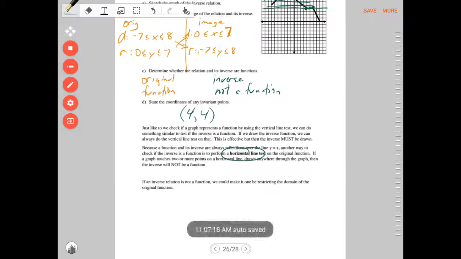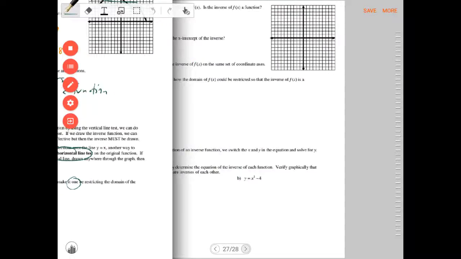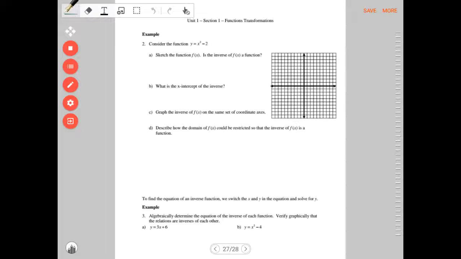Okay, so now, if the inverse is not a function, we can make it one by restricting the domain of the original function. Okay, that sounds a little weird, but it's not so bad. So let's have a look at this example.